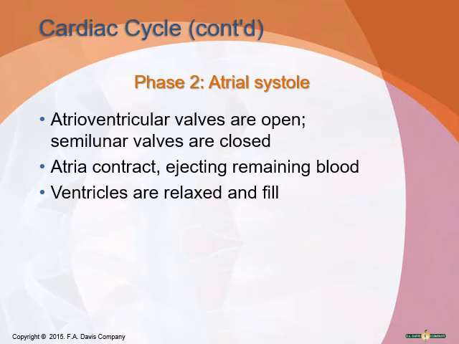In phase 2, atrial systole, the atrioventricular valves are open from earlier, and the semilunar valves are closed. But what happens is the atria contract, and basically this ejects any remaining blood in the atria down into the ventricles. The ventricles are relaxed at this point and they're filling.